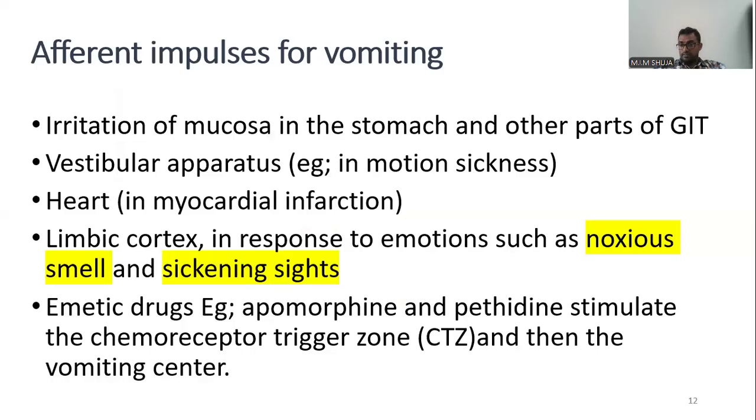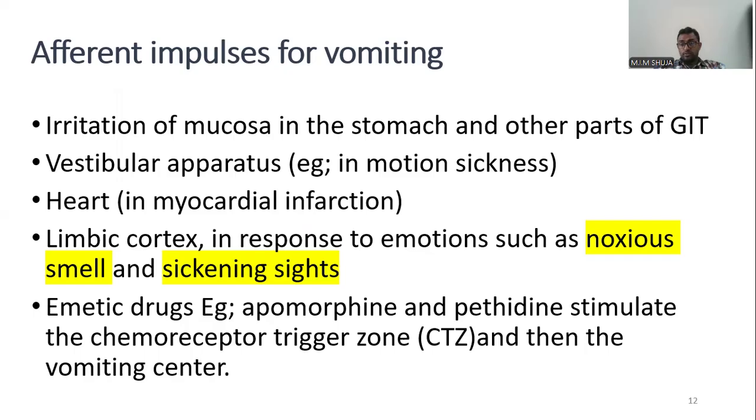medulla. The first and most common source is the gastrointestinal tract. Irritation of the mucosa in the stomach, duodenum, or other parts of the GIT can stimulate vomiting. The irritation may be due to infection, toxin, gastritis, food poisoning, gastric distension, intestinal obstruction, or inflammation. These signals mainly travel through the vagus nerve and sympathetic afferents to the vomiting center.